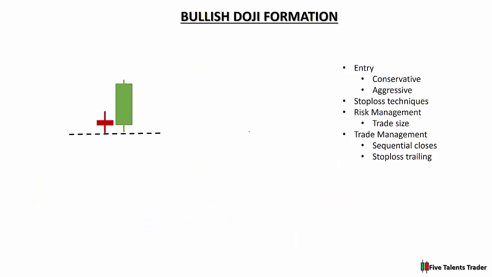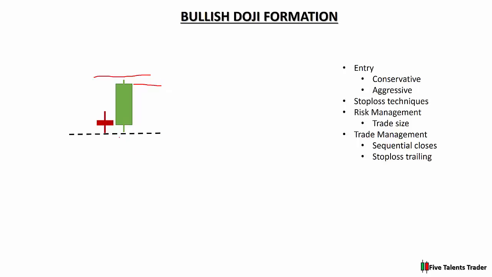Now let's look at the entry and trade management technique with this. So that's an example of a bullish doji formation. Where will my entry be? Just like in the tail bar, my entry will be at 5 pips above the confirmatory bar for conservative entry. Aggressive will be entering around here. I don't do that on this. And that's conservative. That's my usual entry.